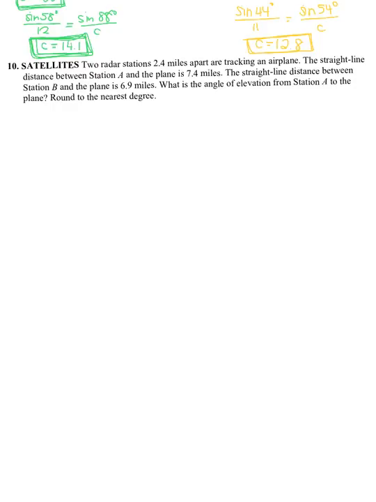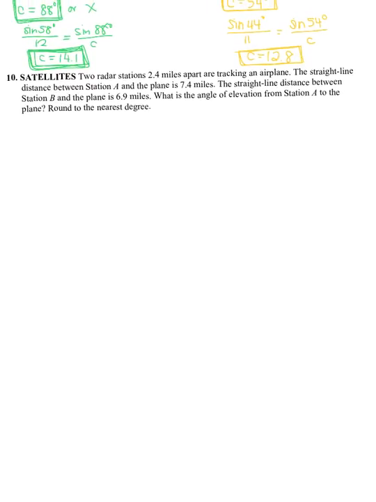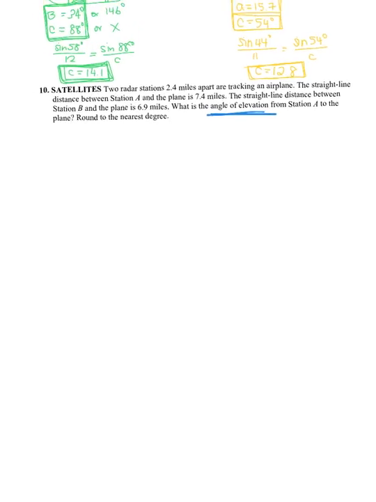So we have 2 radar stations, 2.4 miles apart, are tracking an airplane. The straight line distance between station A and the plane is 7.4 miles, and the straight line distance between station B and the plane is 6.9 miles. What is the angle of elevation? All right, so I'm going to underline that because that's what I'm looking for. What is the angle of elevation from station A to the plane, round to the nearest degree?